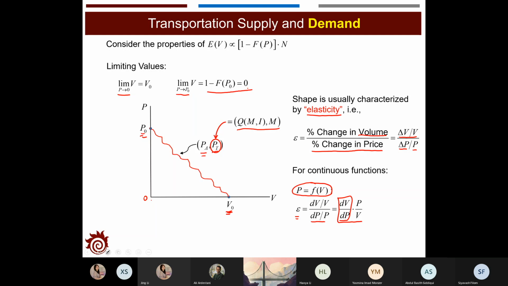Now let's go to see some specific examples. The first example is about the constant elasticity. So we assume that the elasticity is a constant value for all different P's or different V's. Say that the value is minus alpha. Then we can use this definition to find out the relationship between P and V. So let's first go back to the definition. The elasticity is dV over dP times P over V.